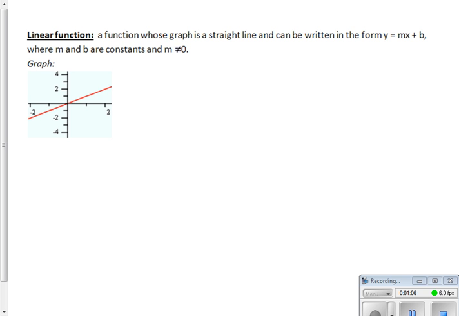A linear function. Now we've discussed what linear functions are. We're actually at the beginning part of the unit. Basically a linear function is a straight line, and it can be written in the form y equals mx plus b, where m and b are constants and m is not 0. So remember when you graph these, you could have y equals mx plus b, meaning m, your slope, is positive, and you could also have a negative slope.